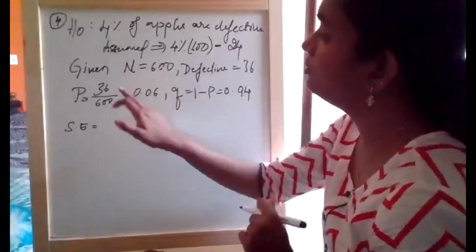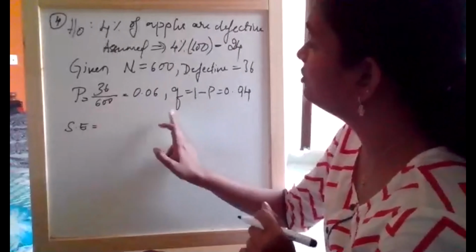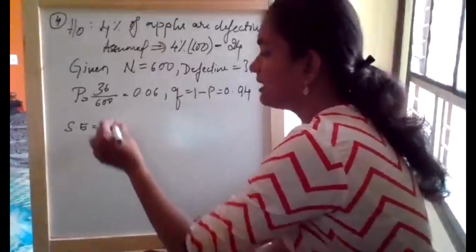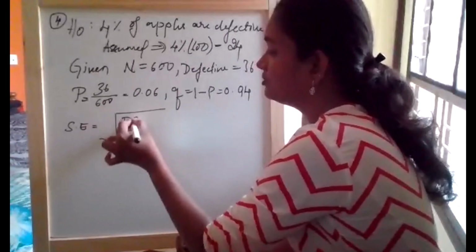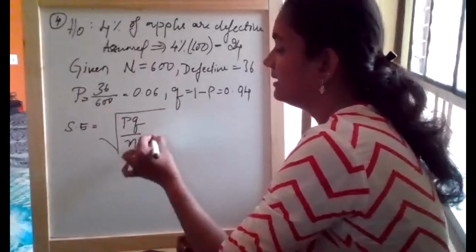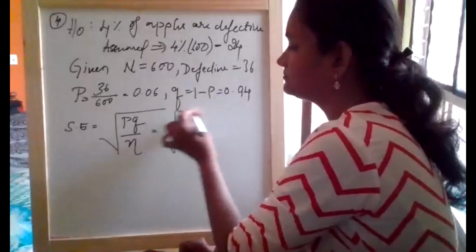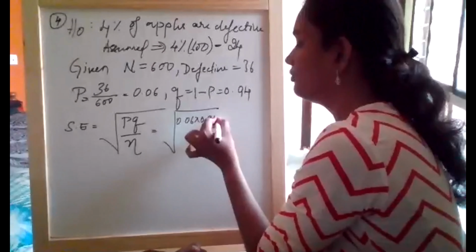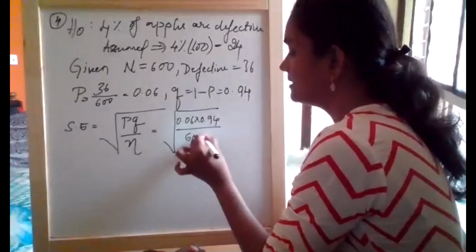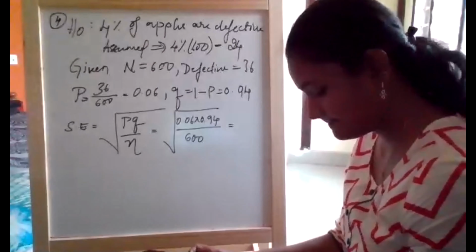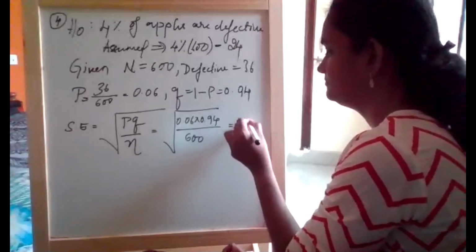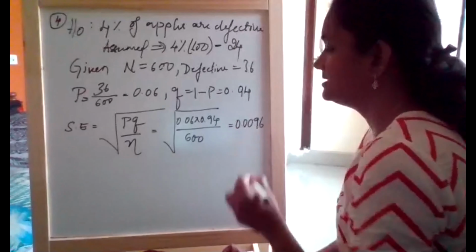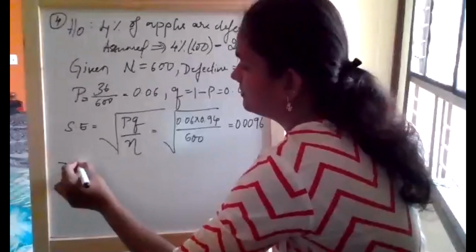Difference we have given value and assumed value. For standard error, we have P value, Q value, and N value. So our standard error formula is under root of PQ divided by N. So 0.06 into 0.94 divided by 600. The value is 0.0096.